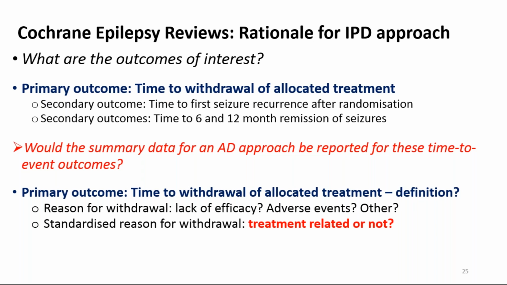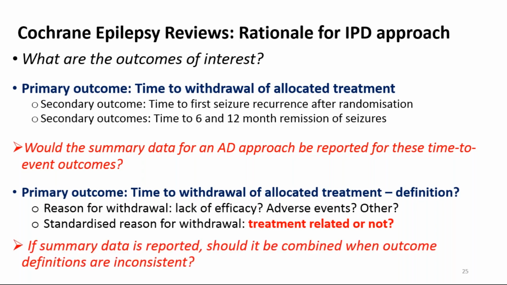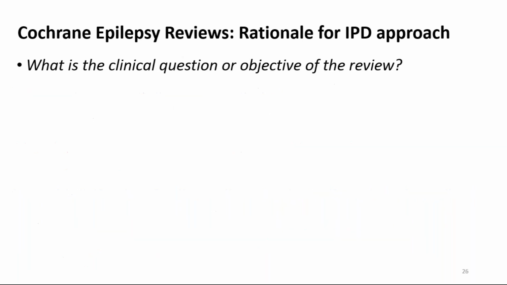Some will include all reasons for withdrawal, some will only include reasons due to withdrawals for adverse events and so on. So even if we do have summary data reported in these studies that we could extract and include in meta-analysis, should we be doing that and combining this data when the outcome definitions aren't consistent? That's going to introduce variability, what we call heterogeneity, into our results.